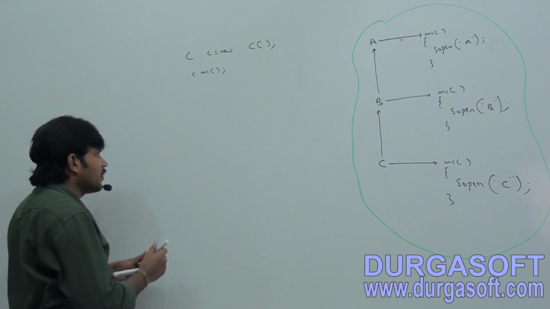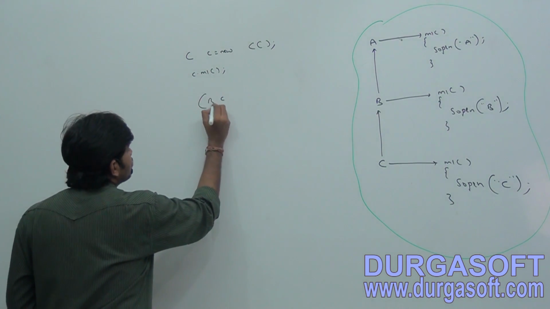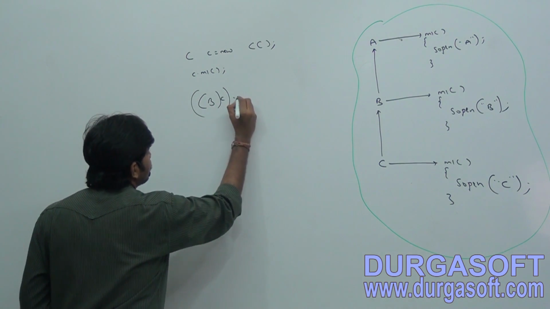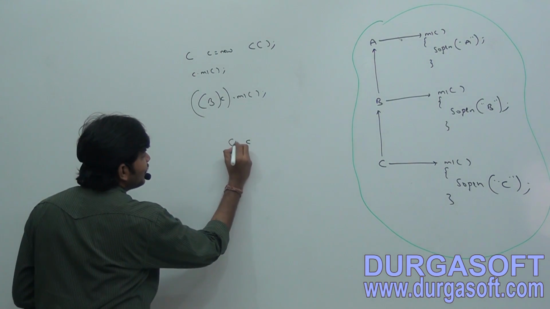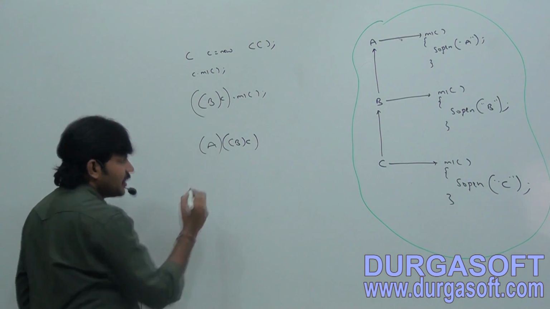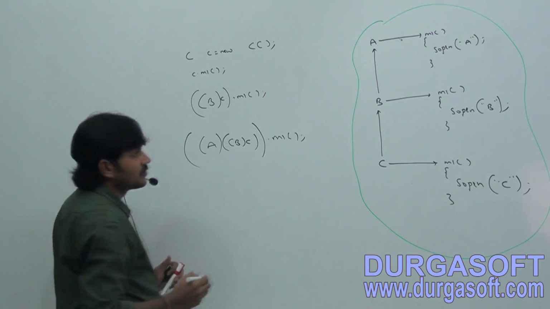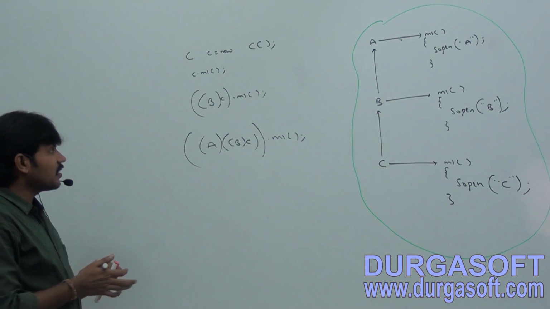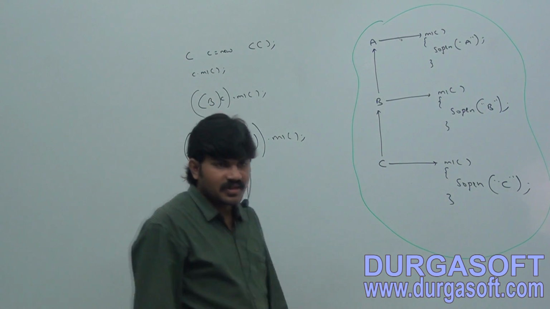One minute, let me complete the remaining also. See, I am trying to typecast c to B type, and on that I am calling the m1 method. Then I am trying to typecast that to A type, and on that I am calling the m1 method. Can you tell in the first case which method? Second case which method? Third one which method?